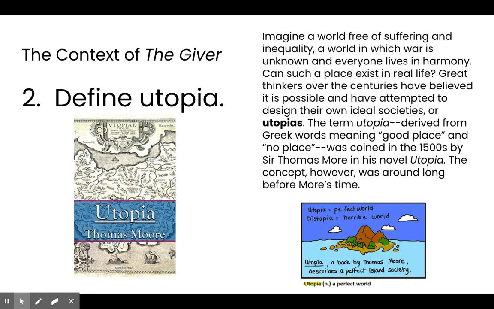Imagine a world free of suffering and inequality, a world in which war is unknown and everyone lives in harmony. Can such a place exist in real life? Great thinkers over the centuries have believed it is possible and have attempted to design their own ideal societies, or utopias. The term utopia derived from Greek words meaning good place and no place. It was coined in the 1500s by Sir Thomas More in his novel Utopia. The concept, however, was around long before More's time.